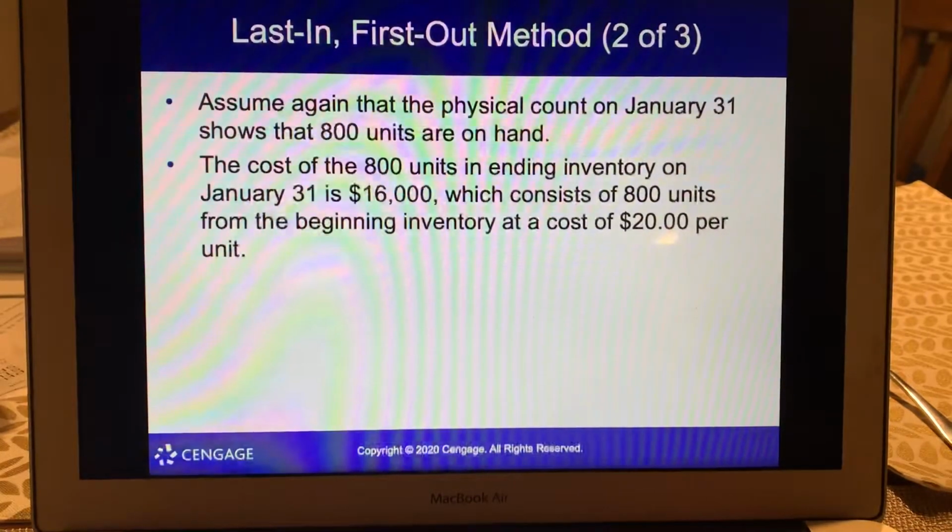Assume again that the physical count on January 31 shows that 800 units are on hand. The cost of 800 units in ending inventory on January 31 is 16,000, which consists of 800 units from the beginning inventory at a cost of $20 per unit.